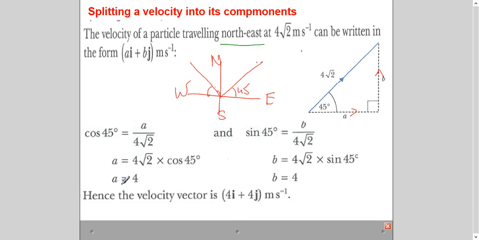So once you have the value of a and b, it means you have written the velocity vector of the velocity which has this magnitude and this direction. So you should know how to write down the velocity vector, okay, by splitting the velocity into its components.